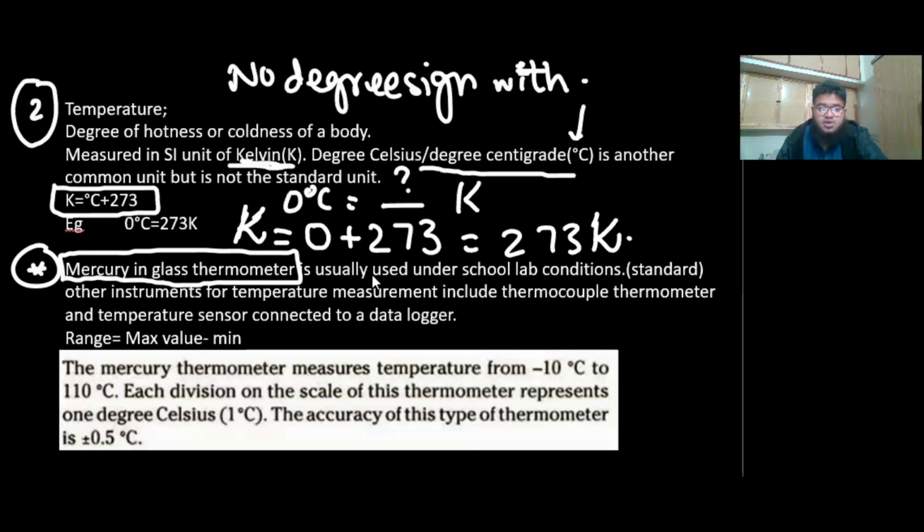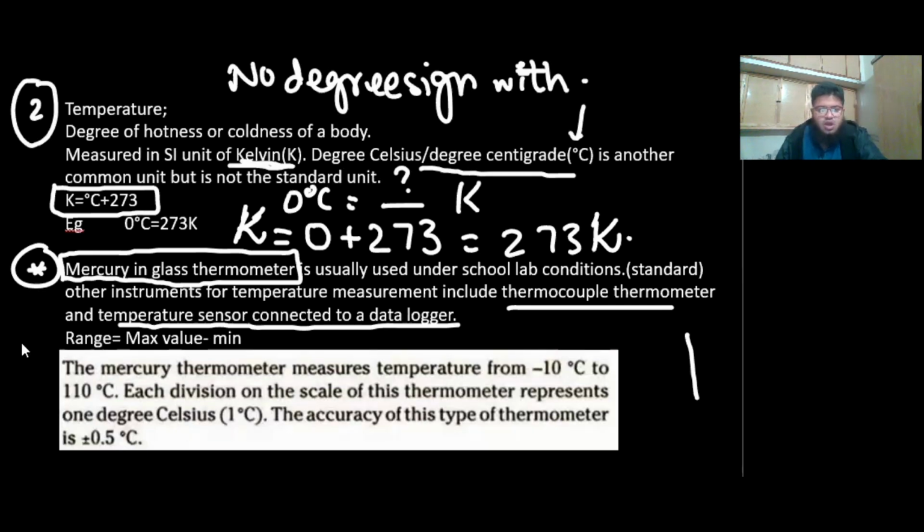Mercury in glass thermometer is usually used under school lab conditions, the standard used in school labs. Other instruments for measuring the temperature include the thermocouple thermometer. You're going to read about this in more detail in physics. Then the temperature sensor connected to a data logger. The temperature sensor is just a metallic strip that is connected to a machine, and when you place that strip into some solution or any substance that you want to measure the temperature of, that data logger will give you a digital value of temperature.